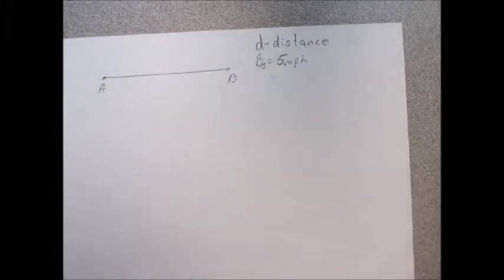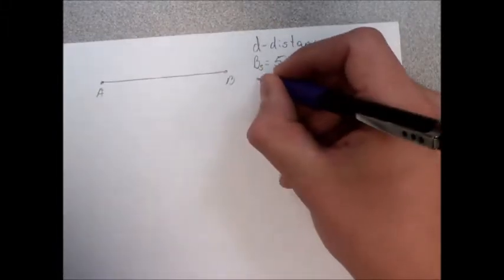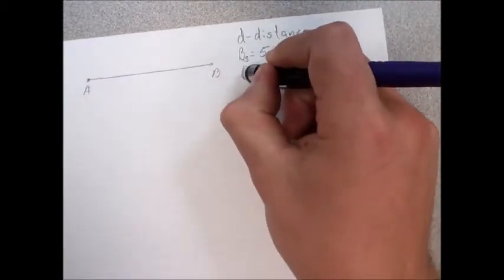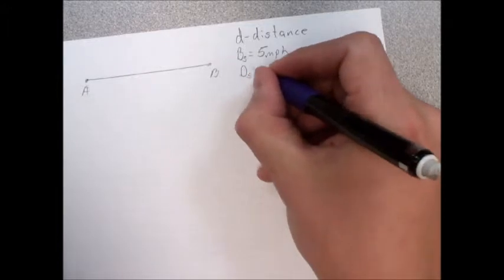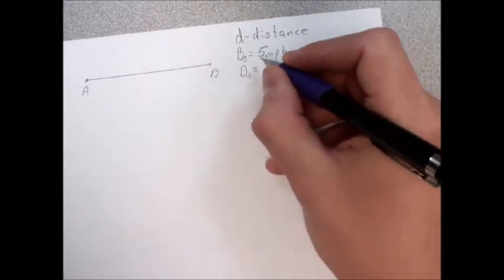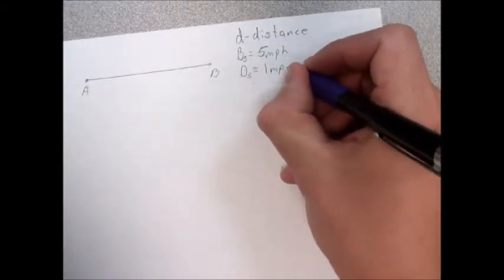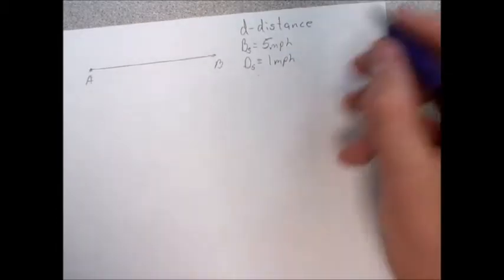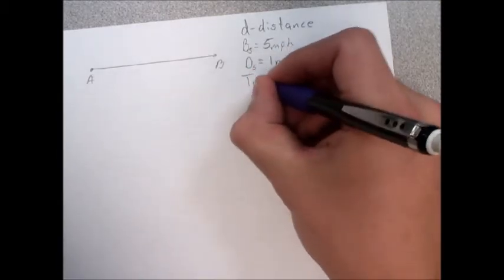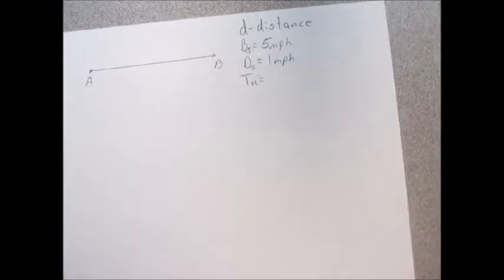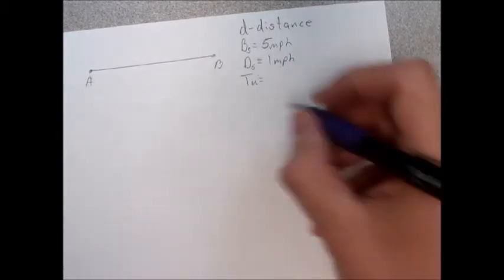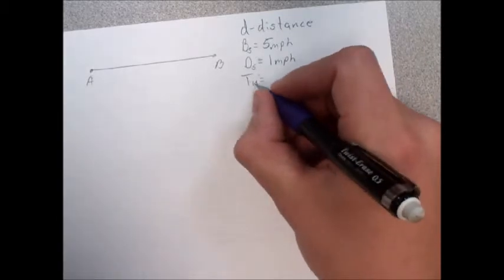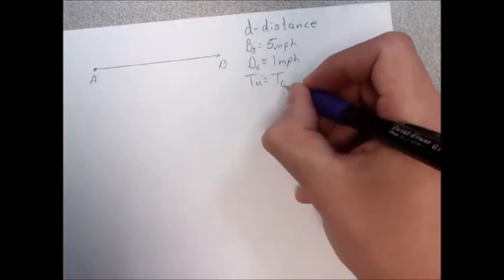So the river flows downstream. I'll put D sub s for downstream at 1 mile per hour. Okay, so if the trip upstream, so we're talking time, right? So time up, or T sub u, the time upstream is 2 more hours than the time downstream. So the time up is the time down plus 2.